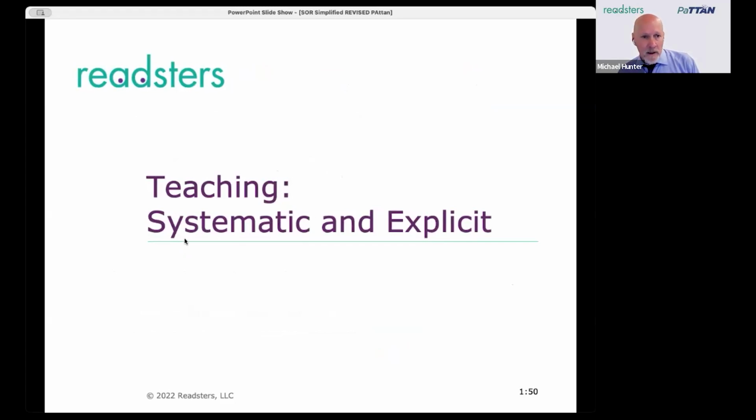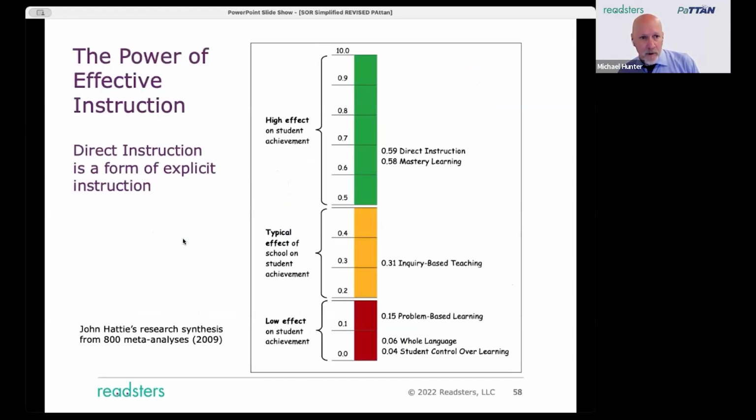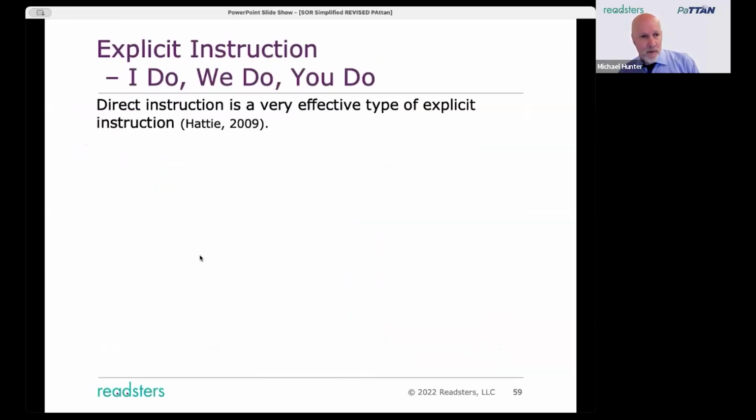Okay, quickly on, I'm getting a little behind here, but I'm going to wrap it up here. My last topic is systematic explicit instruction and automaticity and mastery. Just quickly on systematic instruction, this is a critical piece of the science of reading, and that is shown in this graph, that direct instruction, which is a form of explicit instruction, has very high effect in student achievement versus other types of instruction. You guys probably know explicit instruction: I do, we do, you do.